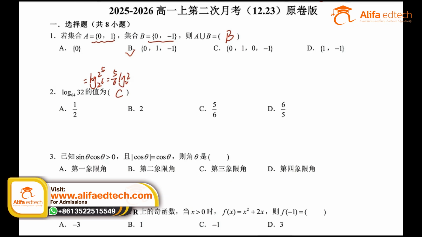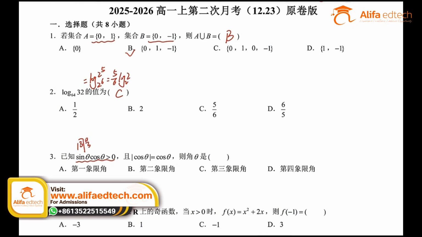Okay, next. Given that sine theta times cosine theta is greater than 0, what does being greater than 0 imply? Being greater than 0 leads to this conclusion. It means that sine theta and cosine theta are either both positive or both negative, which means they have the same sign.